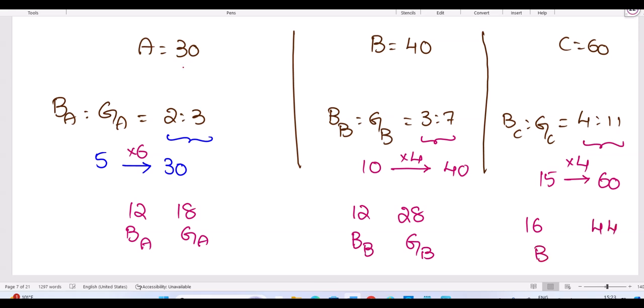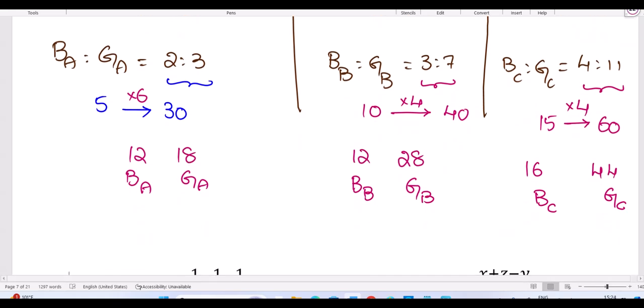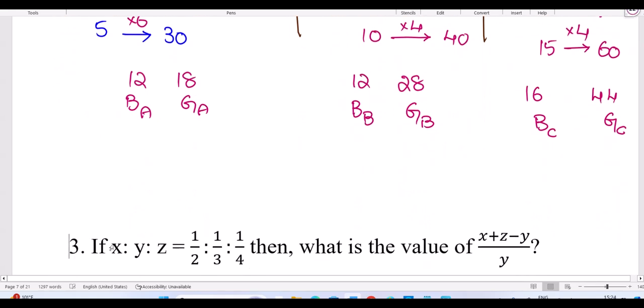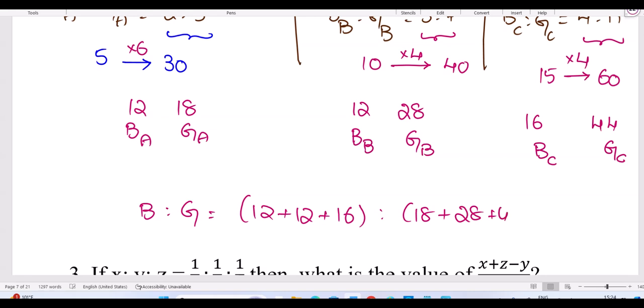This is boys in C section, girls in C section. Now, what is the question? When all three sections are assembled together, what is the ratio of boys and girls? See, all three together means boys will be 12 plus 16. Girls will be 18 plus 28 plus 44, which is 40 and 90. In a sense, 4 is to 9 required.